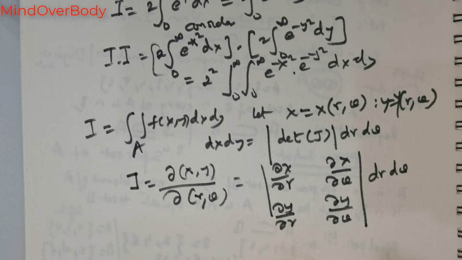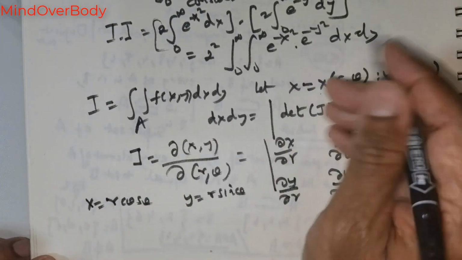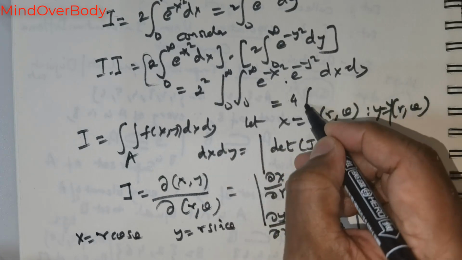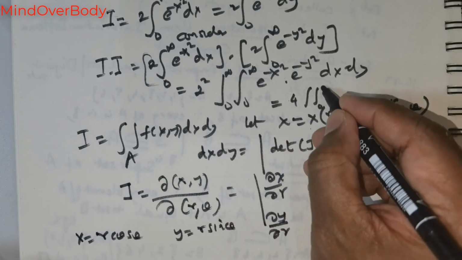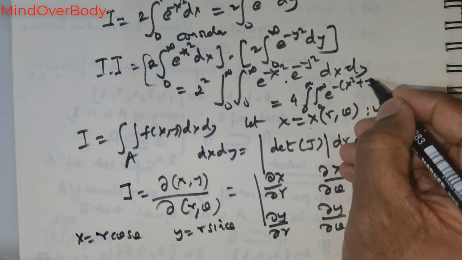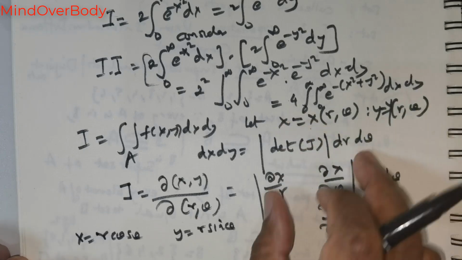First I need to define the x component. I'm going to take x equal to r cos theta and y equal to r sin theta. Now you have this integral, right? So you can very well write this as 2 squared, which is 4, times the double integral from 0 to infinity of e raised to the power of negative of x squared plus y squared times dx dy. This is what we are going to be targeting.